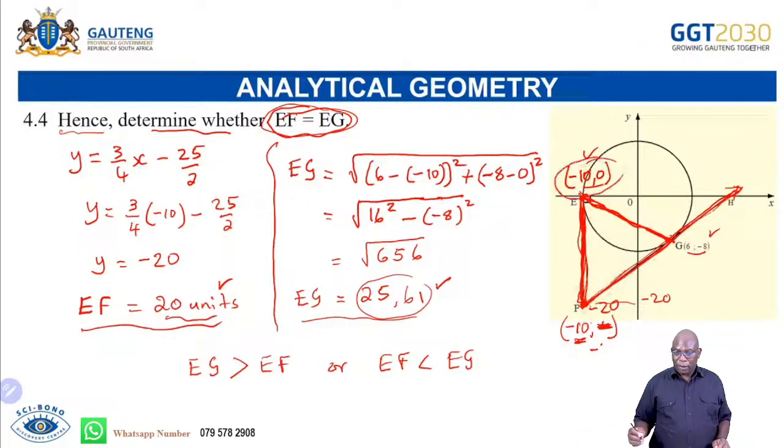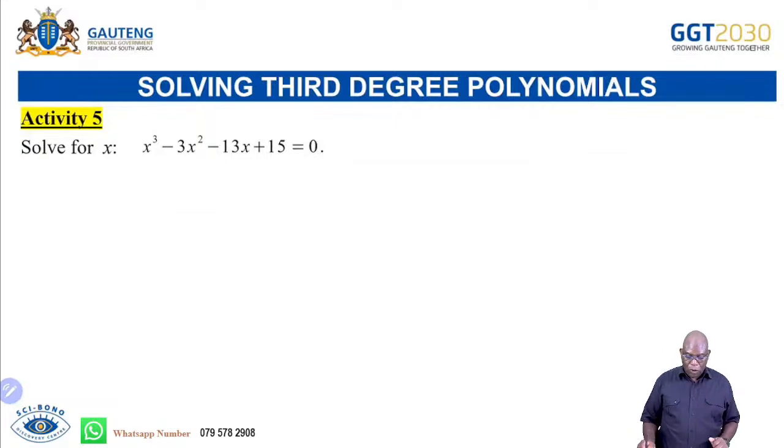Now, the next activity there, it's activity 5. How do we solve a third-degree polynomial?